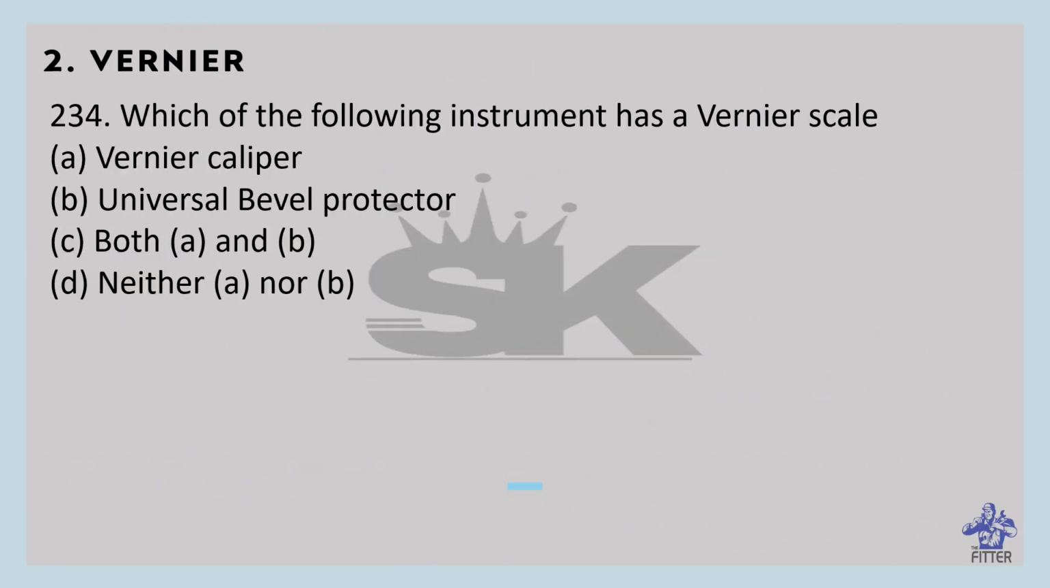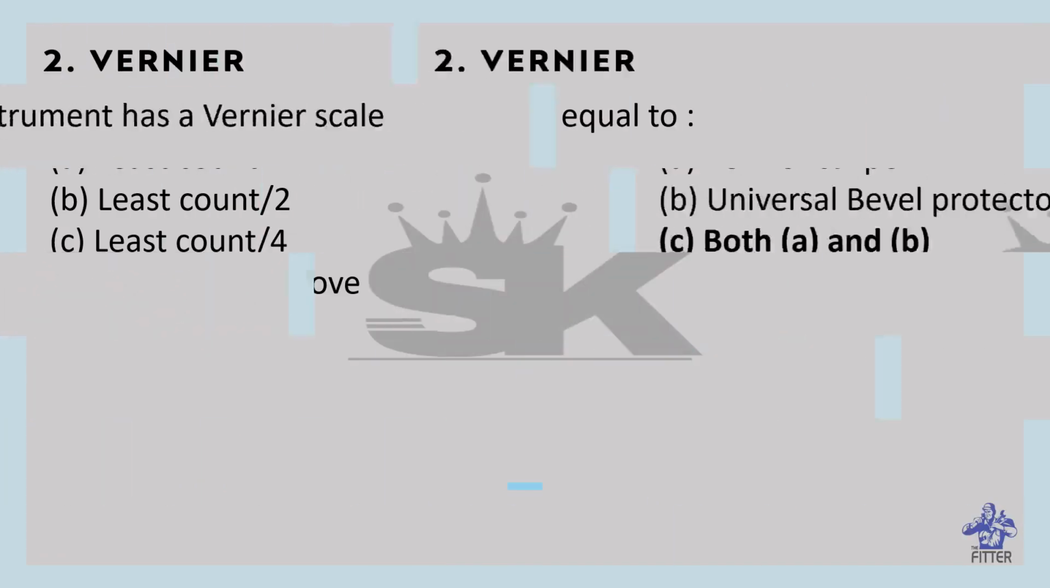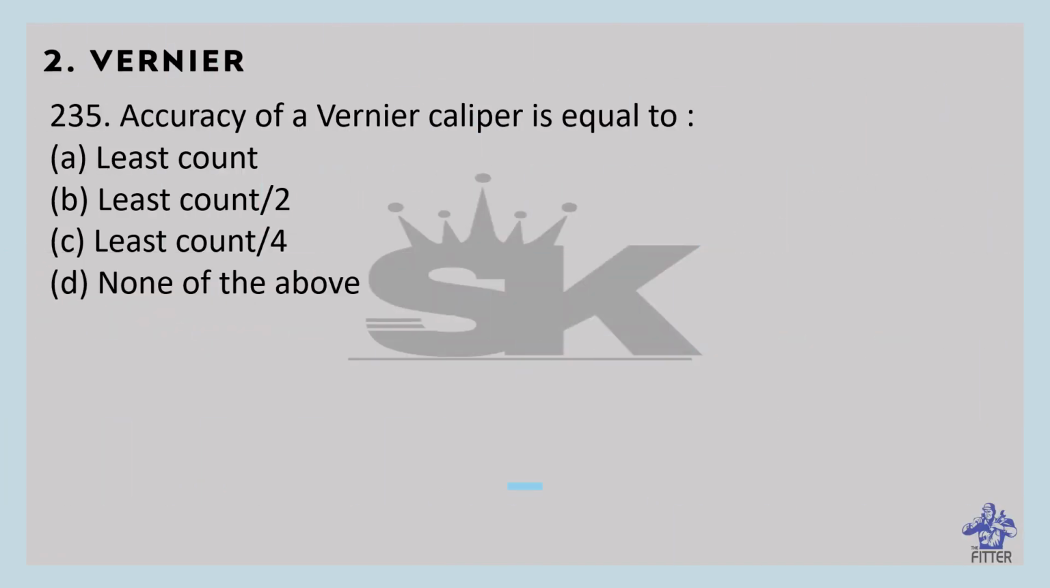Which of the following instruments has a vernier scale? So both A and B, vernier caliper and universal bevel protractor. So option C. Okay. Accuracy of a vernier caliper is equal to the least count. Okay.